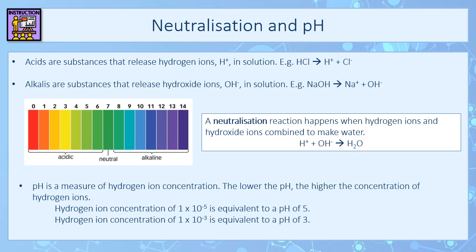If we look at a second example, the hydrogen ion concentration of 1 times 10 to the minus 3 would be equivalent to a pH of 3. If you go on to do A-level science, you will learn some calculations that let you calculate the pH of any substance rather than using just this simple relationship. But for GCSE, this is absolutely fine.